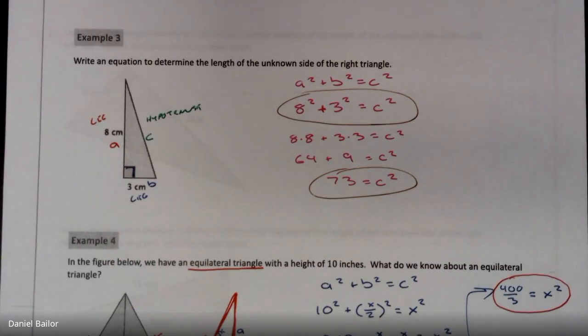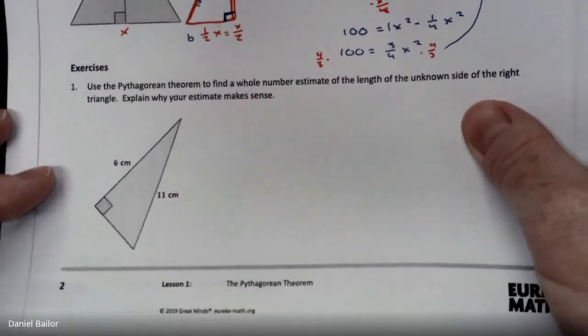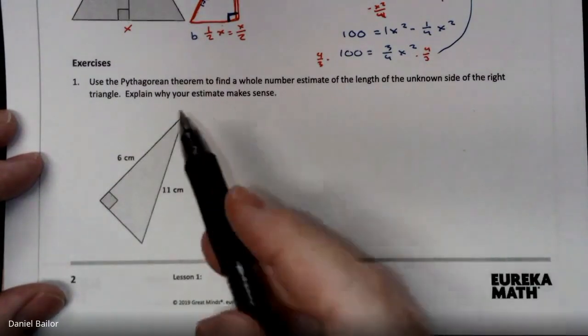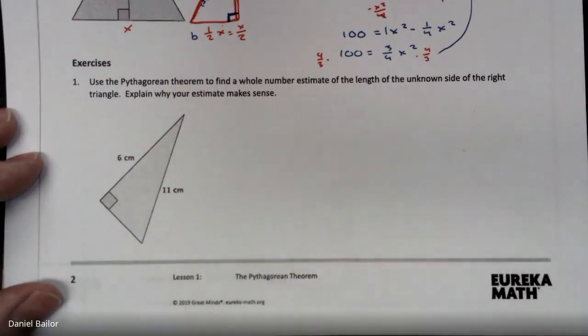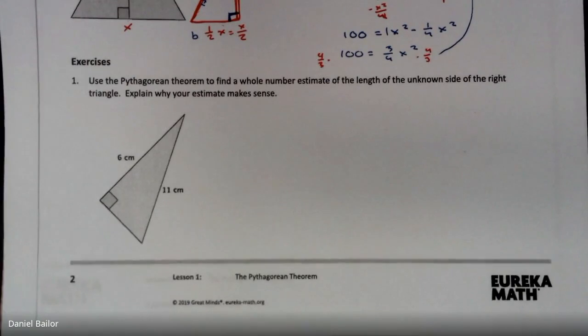Okay, so hopefully you paused the video and you did the exercises. Let me do the work again here so you can check your work with mine. So right here we use the Pythagorean theorem to find a whole number estimate of the length and explain why your estimate makes sense. So let's do exercise 1 right now.